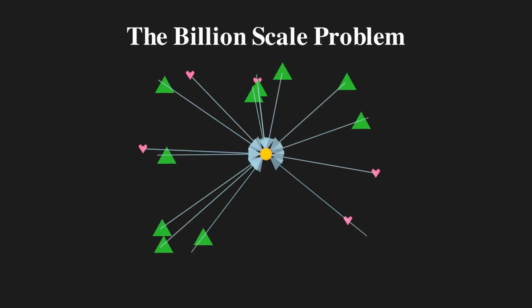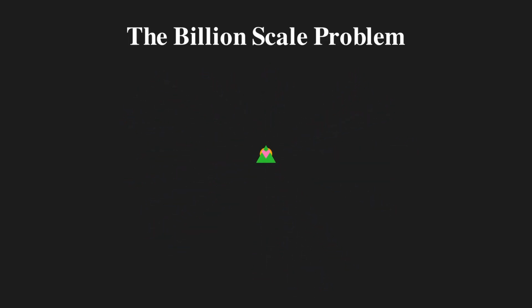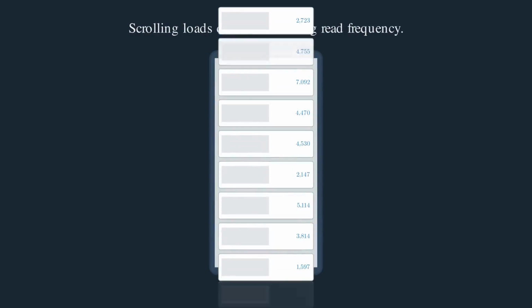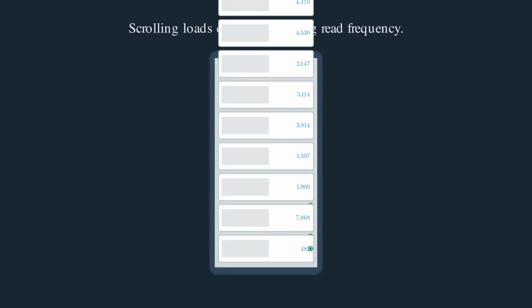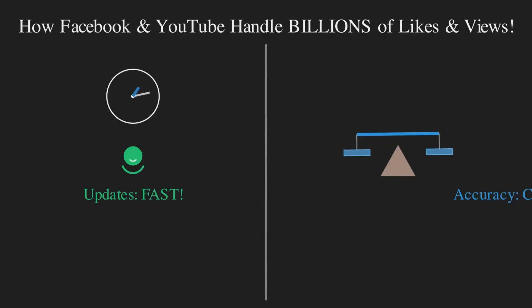Imagine millions of users clicking like or starting a video every second. This is a massive write load. Every time you load a page or scroll, you are reading these counts. This creates an even higher read load. Users expect to see counts update quickly, and accuracy needs to be pretty close for a good experience.